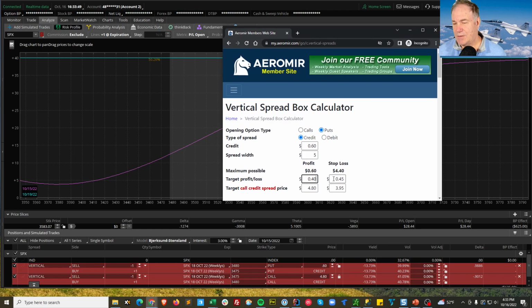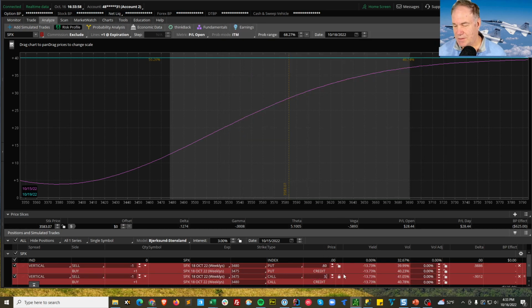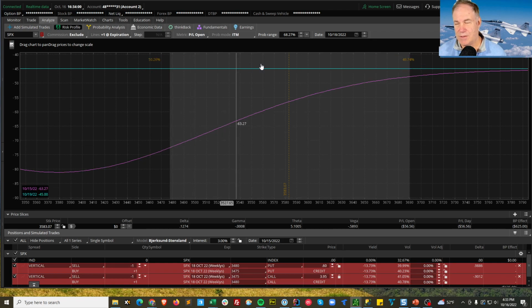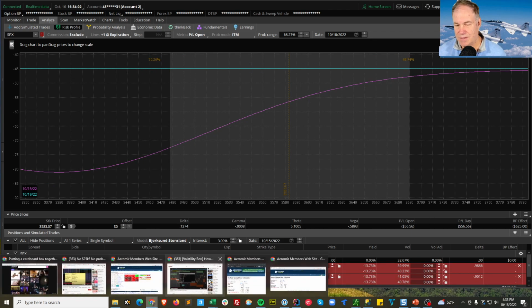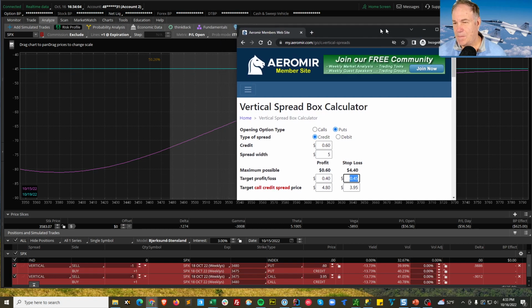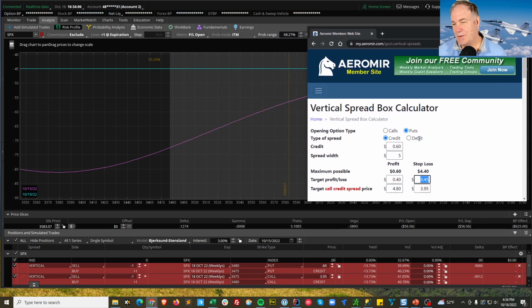And now your stop, on the other hand, what price do we need to set this at to have a 45-cent loss? And that'd be $3.95. So let's just put that in. And now there's your $45 loss. And here's our calculator again. So typically when we're selling credit spreads, we're going to do double or more. Lately we've been getting hit on our stops a little too early, so we probably want to widen them out.